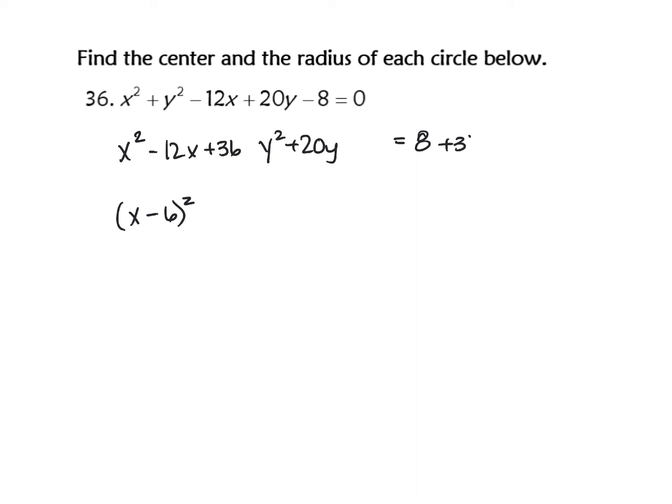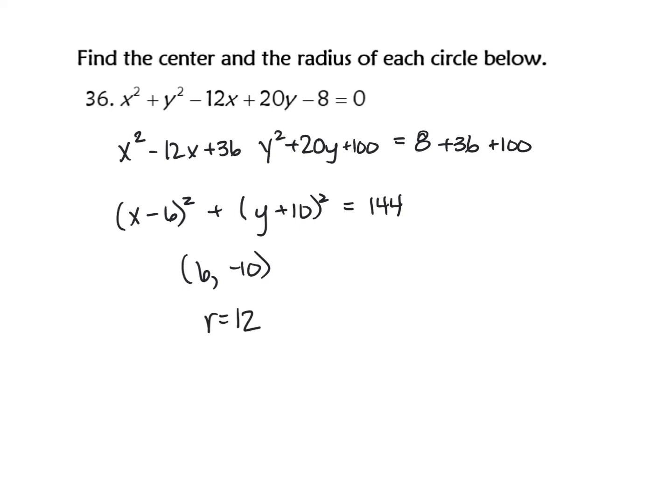So adding 36 to both sides. Now my y's. 20 divided by 2 is a positive 10. 10 squared is 100. So combining my like terms on the right, I get 144. Looking at my center, I have 6, negative 10. And my radius is the square root of 144, or 12.